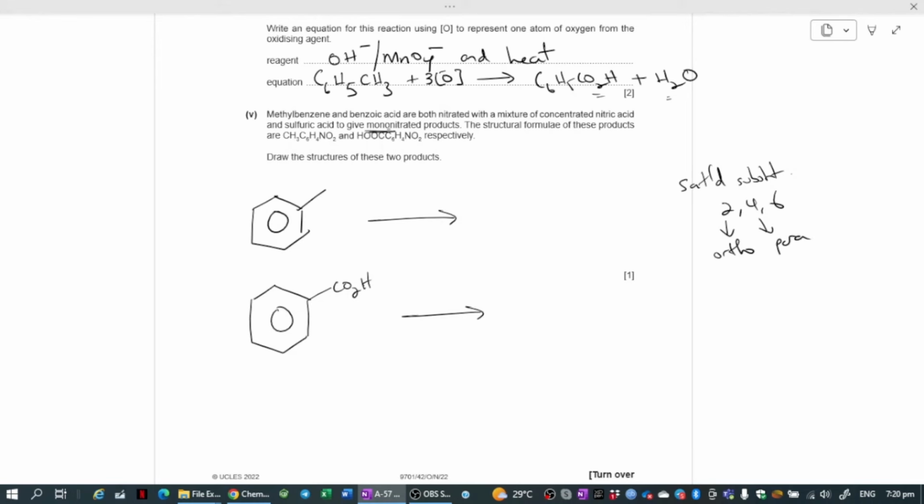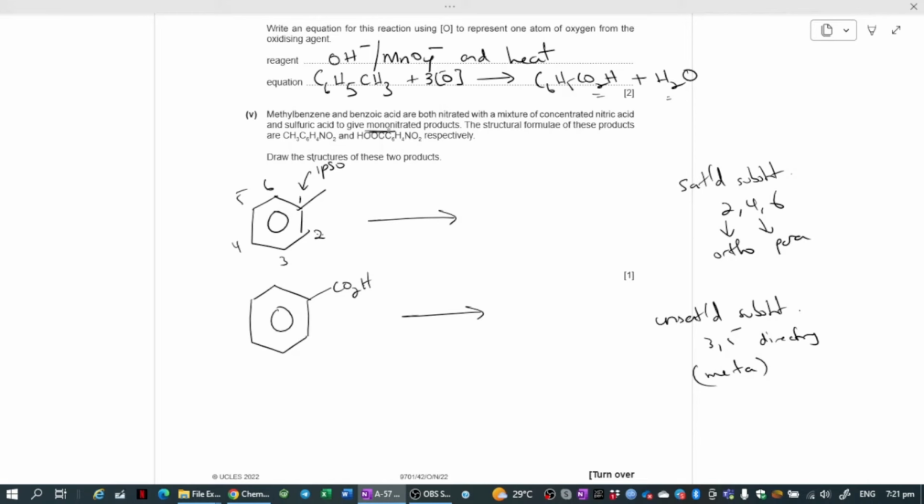And then unsaturated substituents tend to be 3,5 directing. You may also hear this referred to as meta directors. So the methylbenzene is a 2,4,6 directing group, or an ortho-para director. So it will direct the incoming nitro group to position 2. So this is 2, 3, 4, 5, 6. This is position 1, sometimes called the ipso position. So this methyl group will direct to position 2 or to position 4.